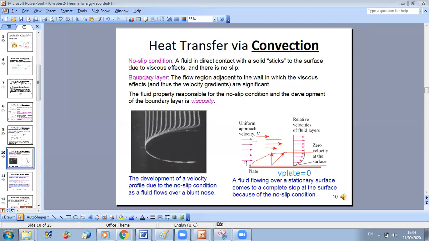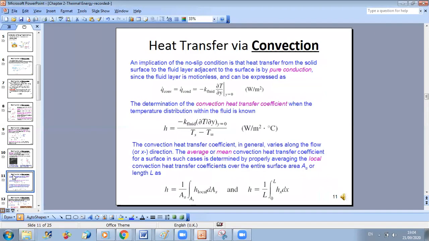And this will lead to the development of what we call the boundary layer, which is of this form, okay? Now, we go back to the calculation of the convective coefficient, okay? So, due to the no-slip condition, we have an implication that heat transfer from the solid surface to the fluid layer adjacent to the surface is by pure conduction.